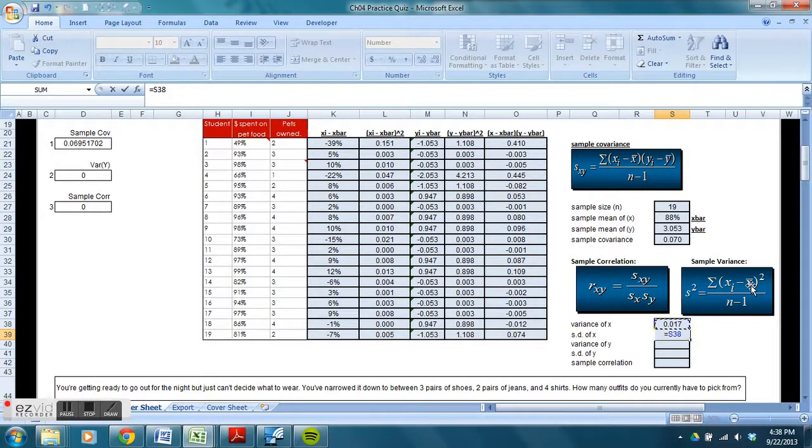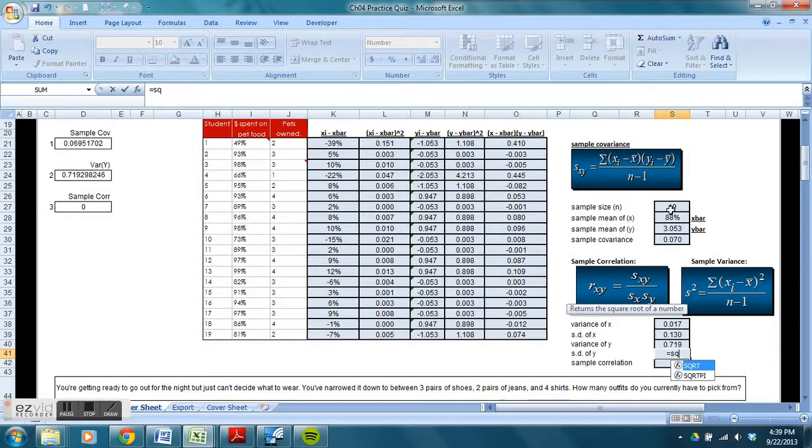Variance of y. So we're going to take the sum of y minus the y bars. Divide that by the same thing, n minus 1. Our standard deviation of y, we can use the square root function, or we can take it to the 1/2 power. Same thing.